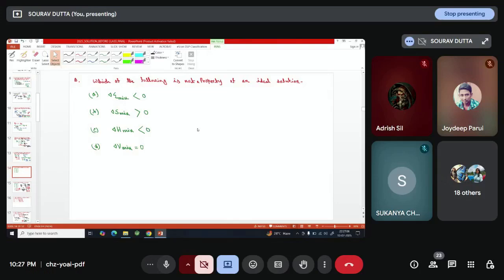বলো. Which one is not a property? Ideal solution এর property নয়. Which one is not a property of ideal solution?